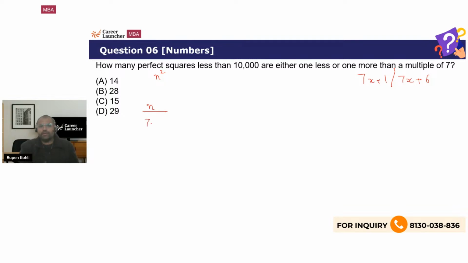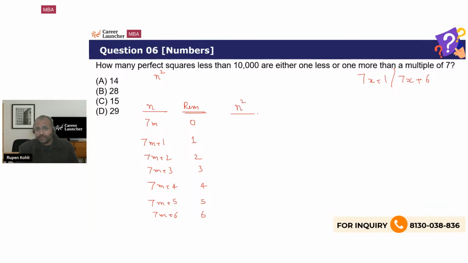The number n could be a multiple of 7, means the remainder when it is divided by 7 is 0, or the number could be a multiple of 7 plus 1, the remainder is 1, or a multiple of 7 plus 2, the remainder is 2, or a multiple of 7 plus 3, the remainder is 3, or a multiple of 7 plus 4, the remainder is 4, or a multiple of 7 plus 5, the remainder is 5, or a multiple of 7 plus 6, the remainder is 6. And that's it. So n can take all these 7 possibilities. The remainders can go from 0 to 6.